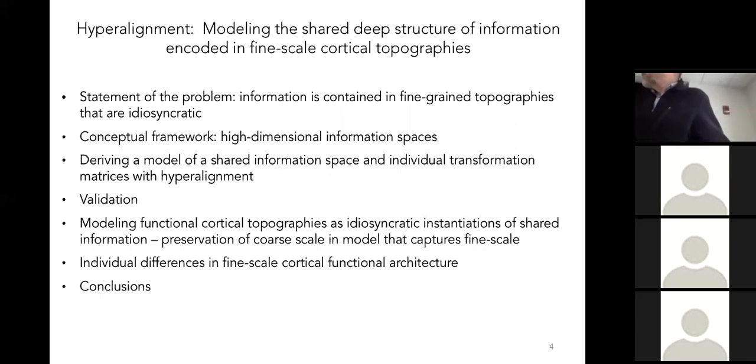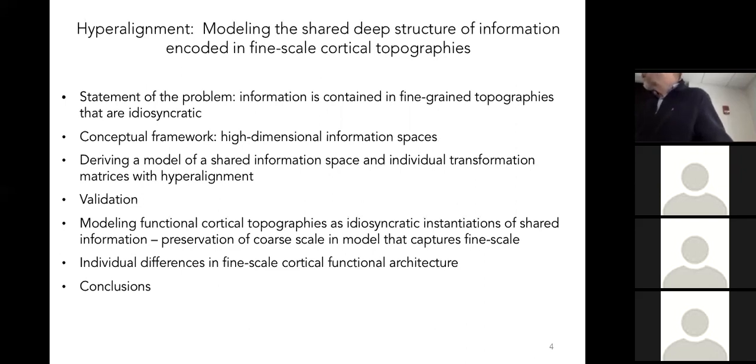A bunch of validation tests to show that it actually does work. And then I'm going to talk about a few topics that I think are interesting and relevant here. One is how this procedure produces a new model of functional cortical topographies. And I'll go through the math of how that works.